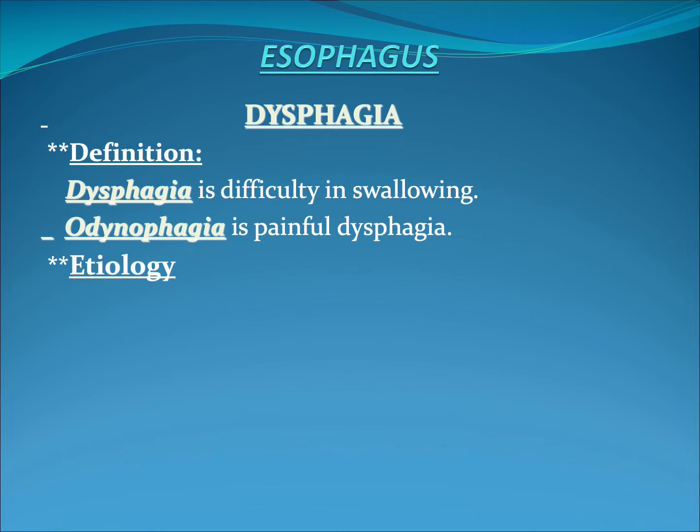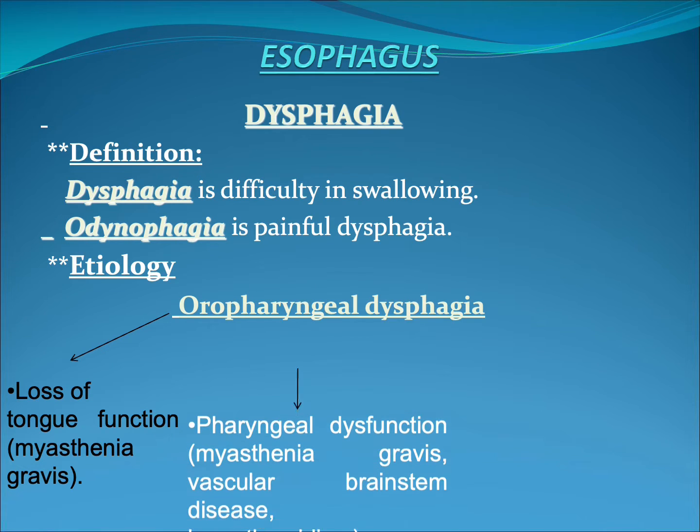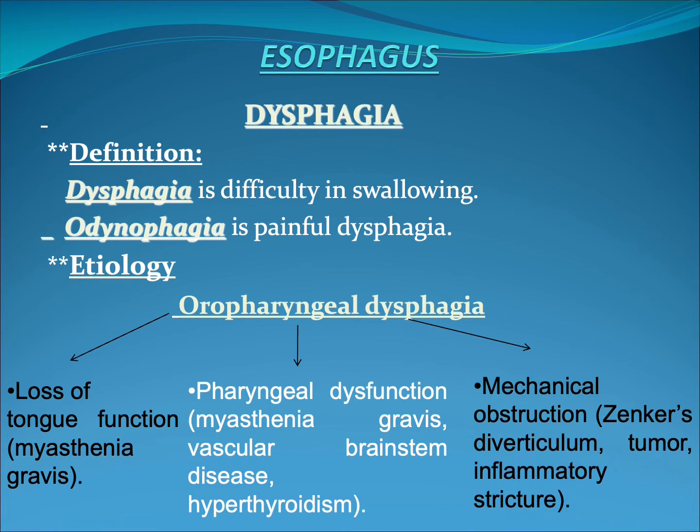So if we start anatomically with the upper part, which is the oropharynx, let's think about what might be the causes. One of the causes could be loss of the tongue function, so patients with muscular disorders like myasthenia gravis. It could be also problems with the pharynx. It could be also neurological causes, patients with brainstem strokes or cerebrovascular accidents, or hyperthyroidism might have pharyngeal problems, or also myasthenia gravis. Or it could be mechanical obstructions in the form of Zenker diverticulums or tumors or inflammatory strictures.